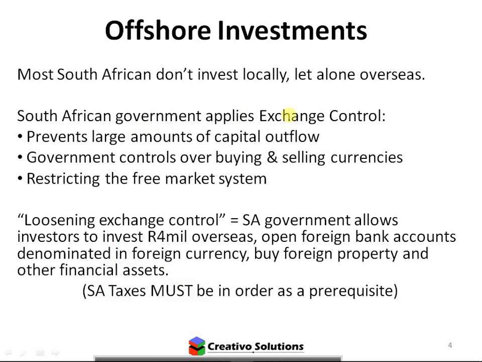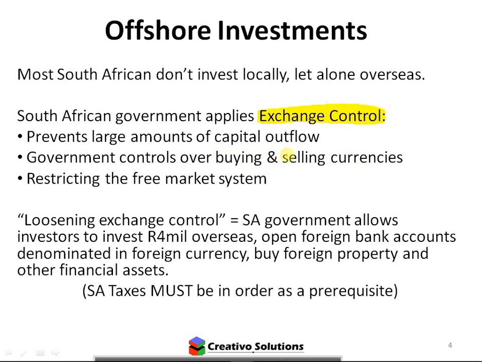So the South African government applies exchange control. Why do they do that? What is exchange control? It limits the amount of money you can take out of the country at a given time. And why do they do that? Because if everyone took their money out of the country at the same time, it could lead to the economic ruin of the country. Exactly. So the government needs to control how much people take from this country in terms of investing offshore. It prevents large amounts of capital outflow. The government doesn't want South Africa's wealth to be invested elsewhere. The government controls the buying and selling of currency.